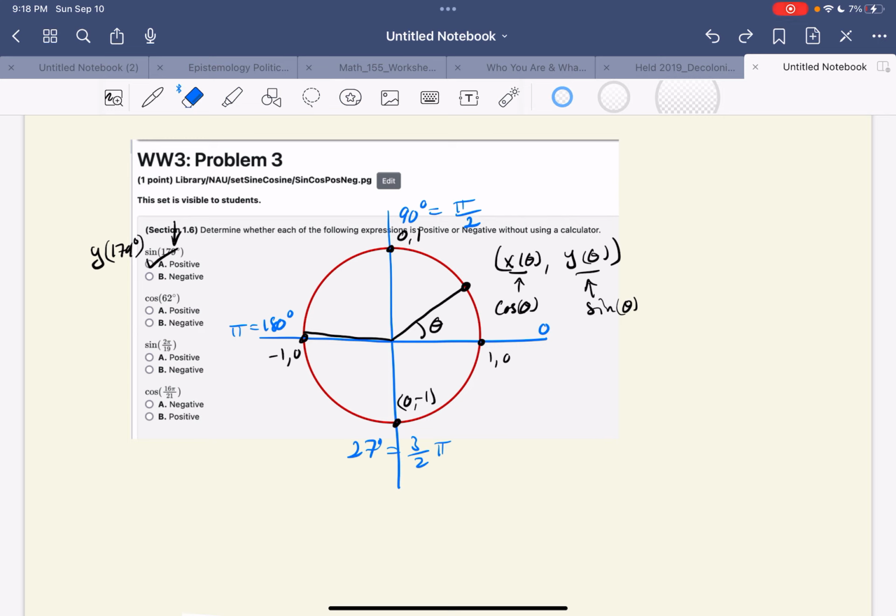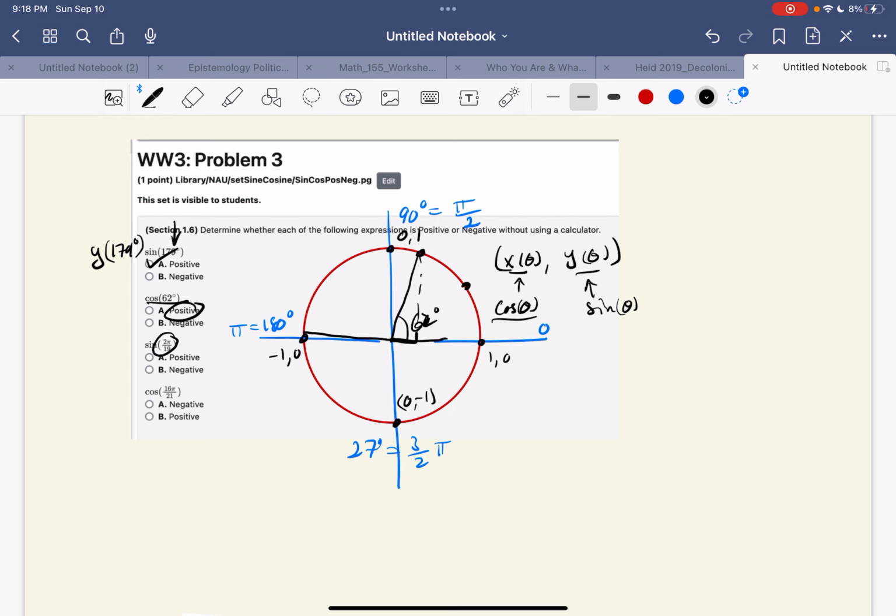So now theta is 62 degrees, and 60 is less than 90, so that's probably somewhere around here. Maybe this is 62 degrees. And then cosine is the x-coordinate, so it's asking how would you describe the x-coordinate for this dot? Well, it's positive. All right, it's positive. And you just kind of keep doing this over and over.